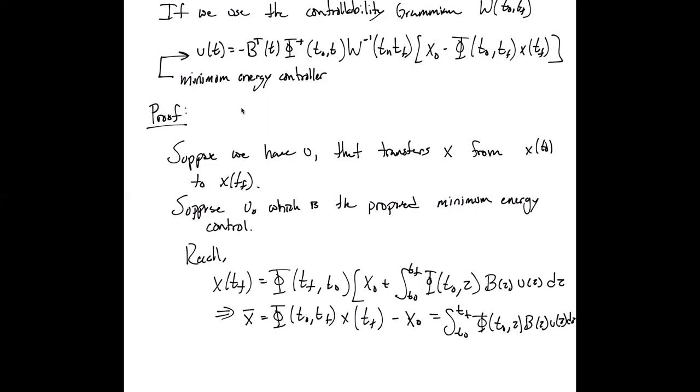All right, so next, consider that both controllers are trying to accomplish the same thing. They're supposed to transfer X from its initial condition to its final condition.